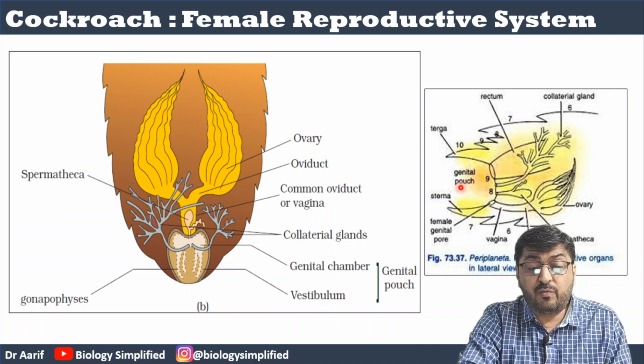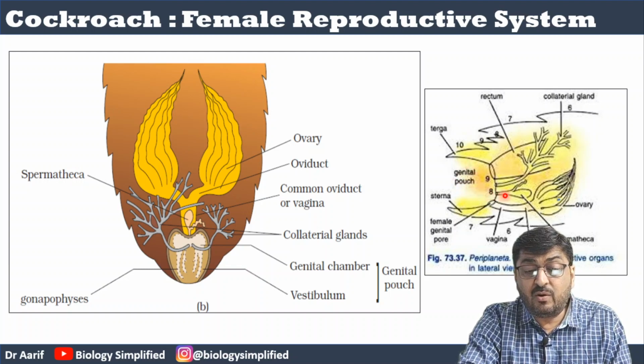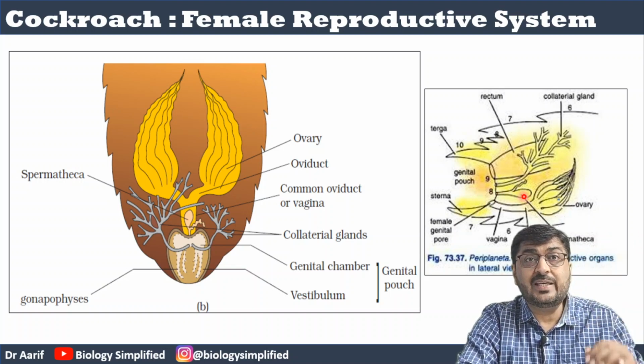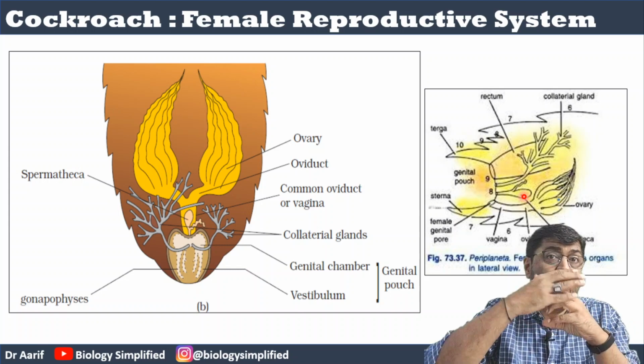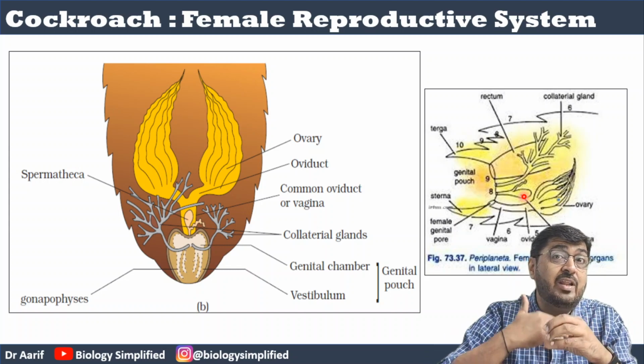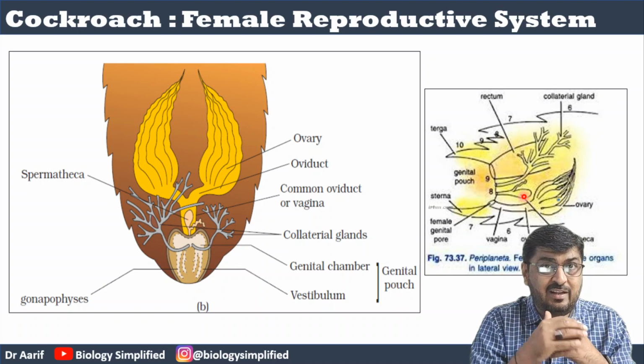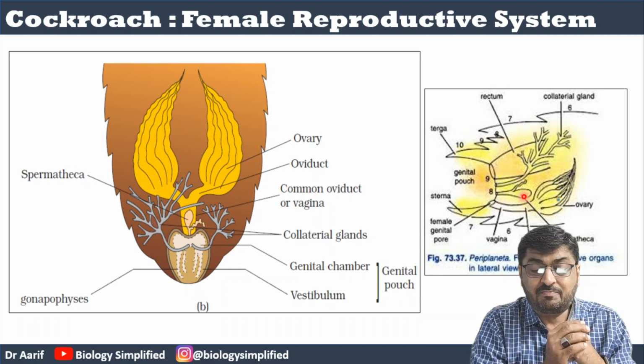The spermatophores are deposited here. Now, once the spermatophores are deposited, they will go and stay in the spermatheca. वो spermatheca में चले जाएंगे, right? Spermatophores के ऊपर 3 लेयर का कवरिंग है, right ना? 3 layered covering is there.